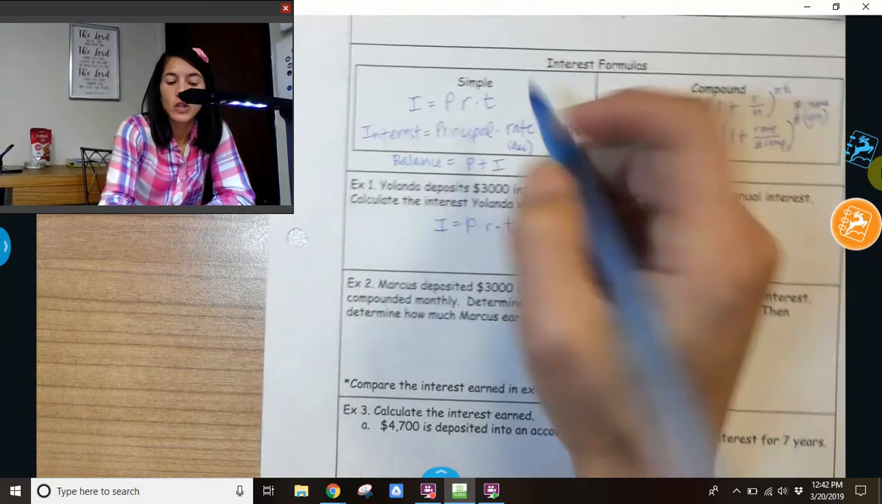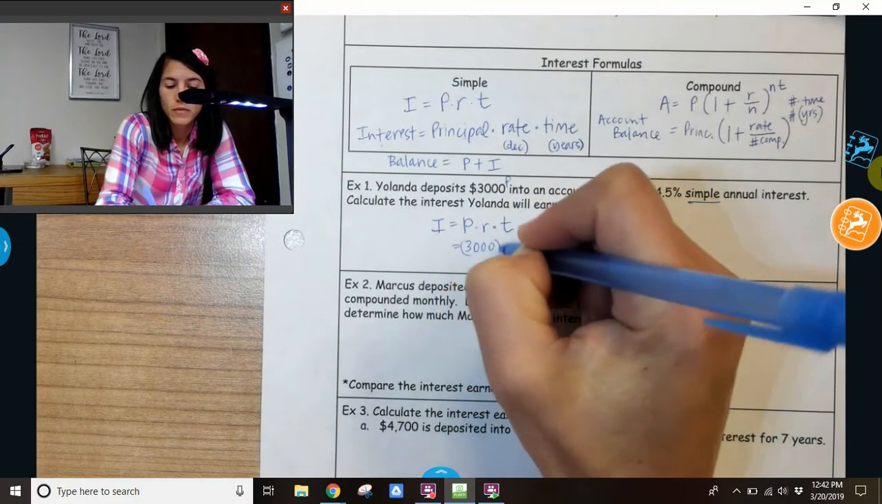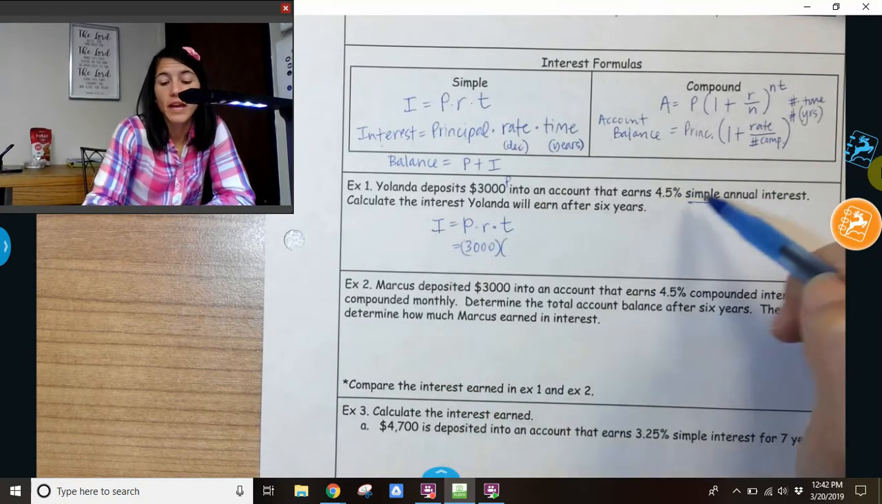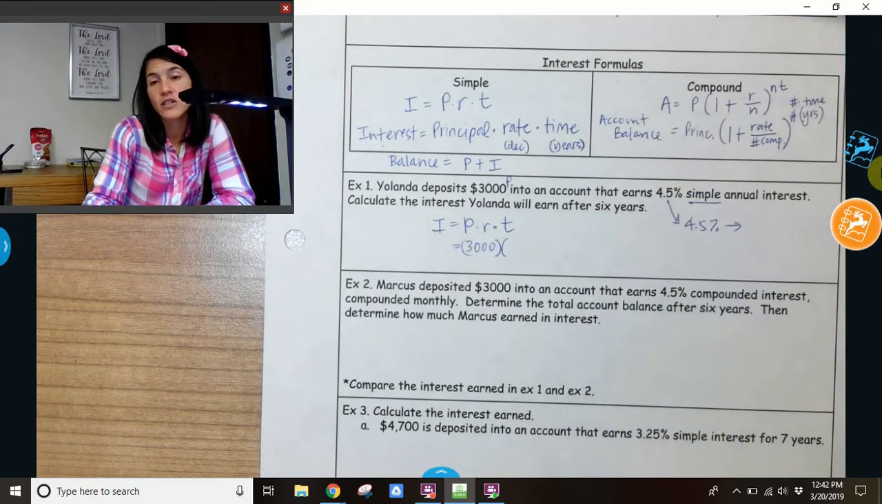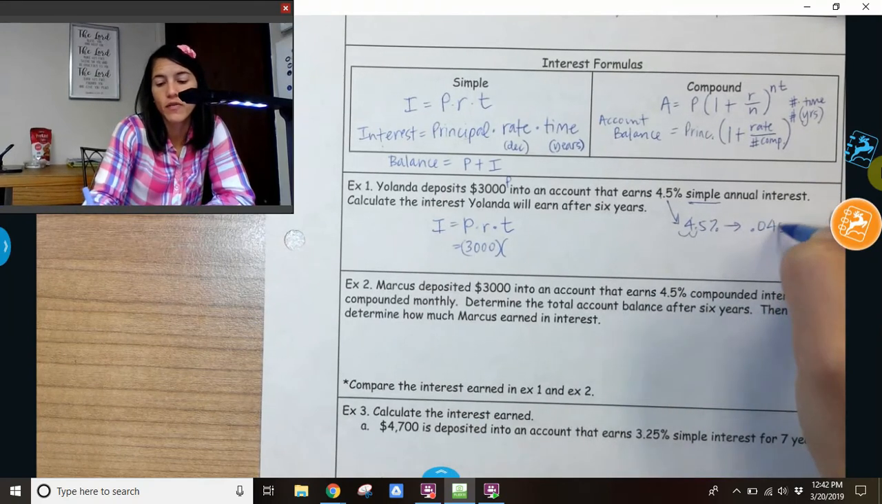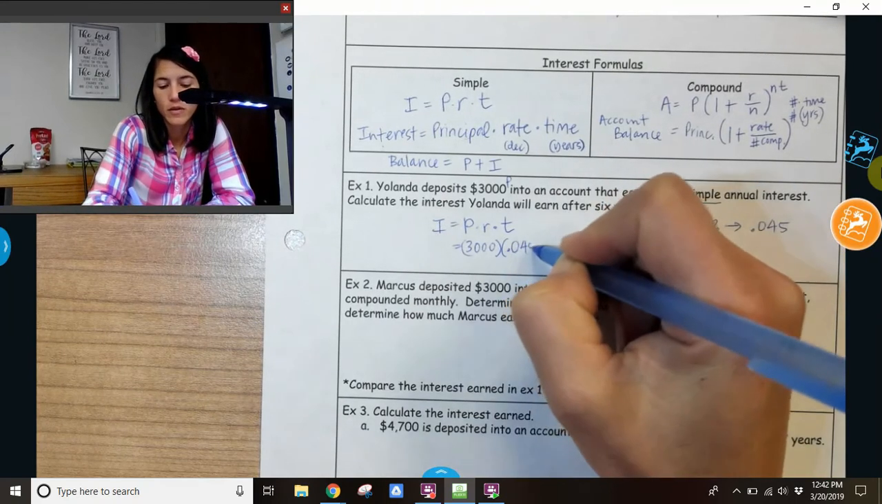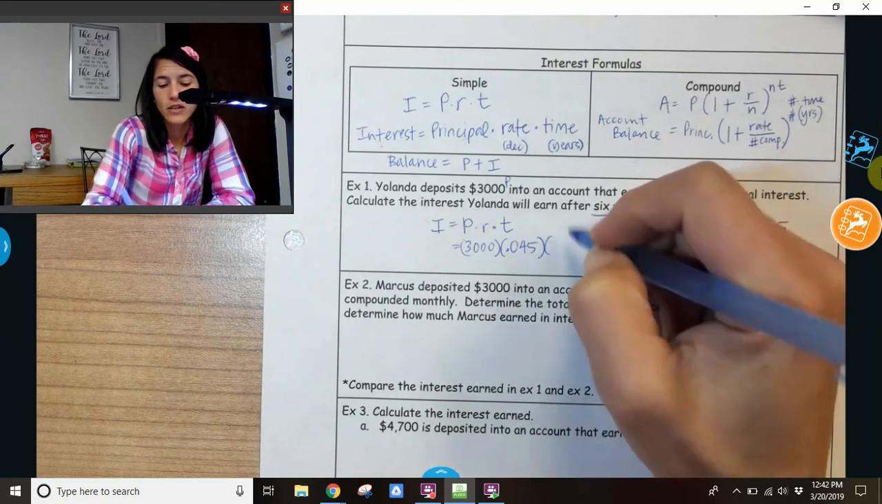She deposited $3,000, so that is my principal. My rate is 4.5%, but we need to write that as a decimal, so we move it over twice. That would be 0.045. And my time in years is 6 years.